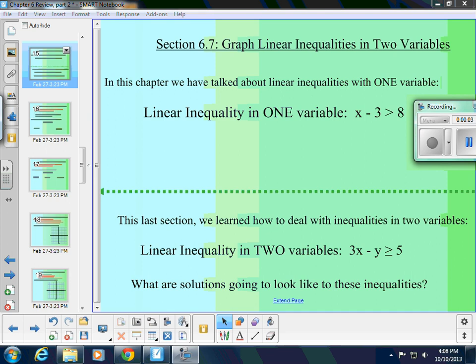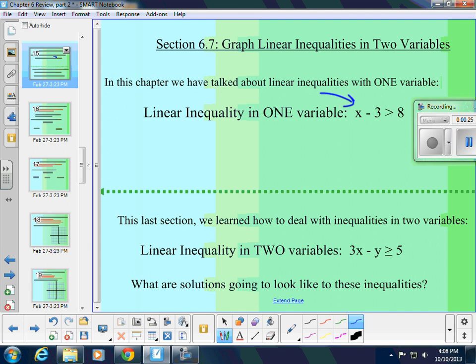Today's lesson is on section 6.7, graph linear inequalities with two variables. In this chapter 6, we've done plenty of work with inequalities with just one variable, where maybe we can solve those and graph them on a number line. So for example, I've got a problem right here that looks like that, with just one variable in it, with just x.